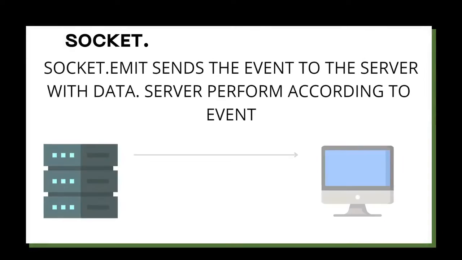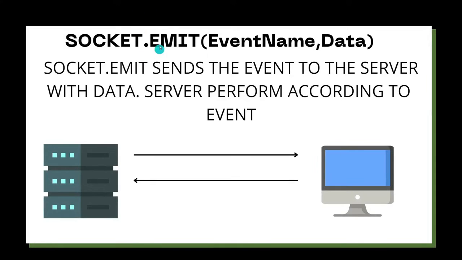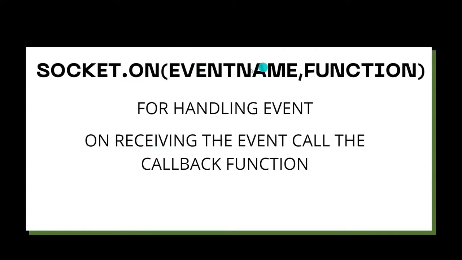So I want to take you back to the last video's slides, the Socket.Emit method slides. In the Socket.Emit, we provide an event name and the data, and Socket.Emit will send this event with this data to the server, or if the server uses Socket.Emit, then the server will send this event with this data to the client. So in order to handle this event, we use Socket.on.